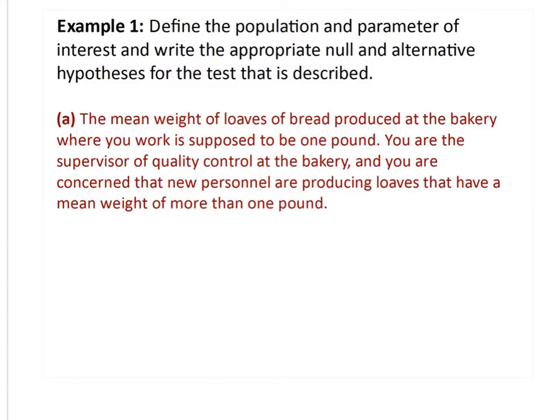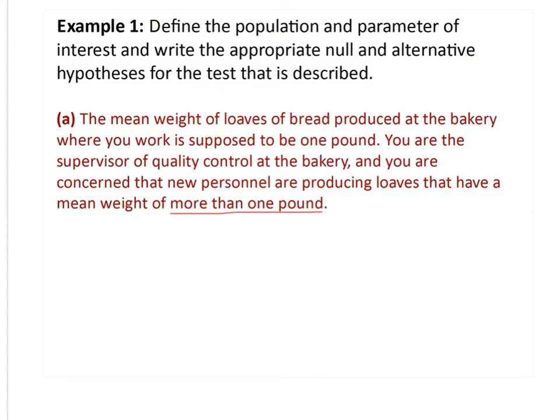It says define the population and parameter of interest and write the appropriate null and alternative hypotheses for the test that is described. So it says the mean weight of loaves of bread produced at the bakery where you work is supposed to be 1 pound. You are the supervisor of quality control at the bakery, and you are concerned that new personnel are producing loaves that have a mean weight more than 1 pound.